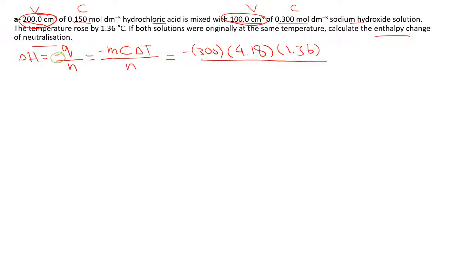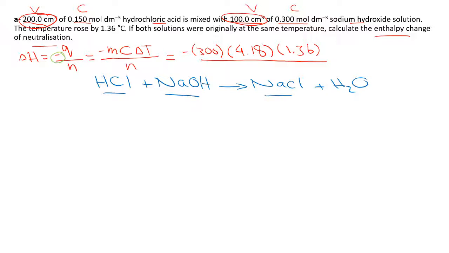What's n here for? For the neutralization reaction, n is the amount of moles of water produced. So we should write the equation: HCl plus NaOH giving NaCl plus H2O. How I wrote this formula is acid with base giving salt and water.